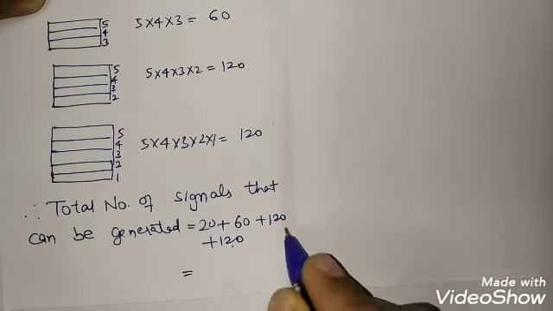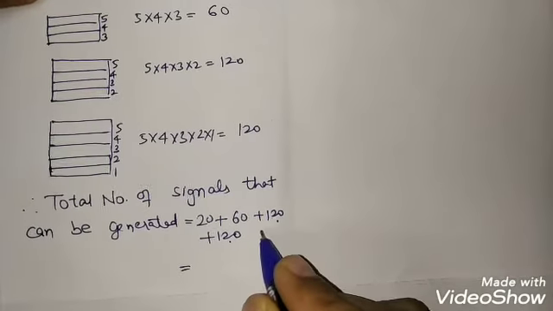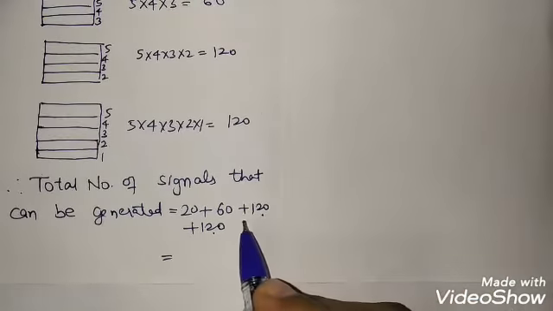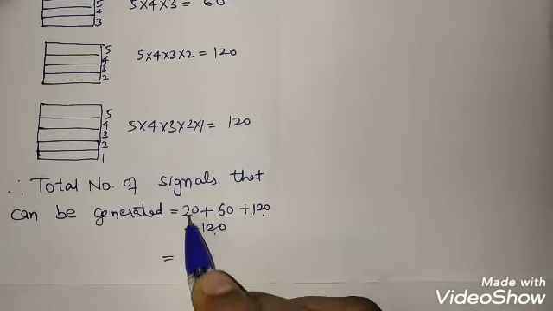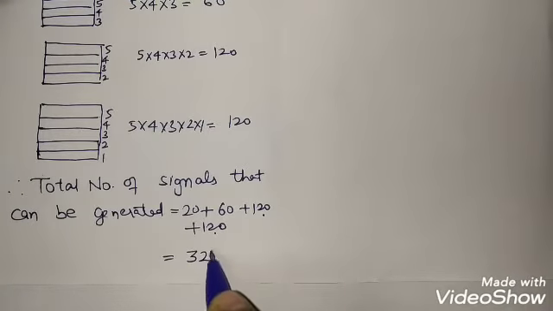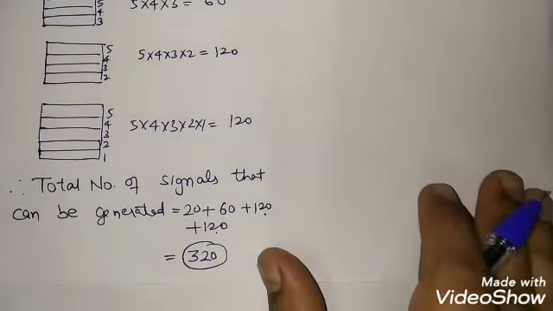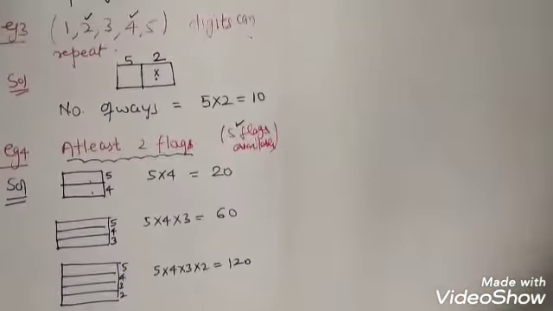Simply we can say 120 plus 120 is 240, plus 60 is 300, plus 20 is 320. This is our required answer. I am recapping all the questions once again.